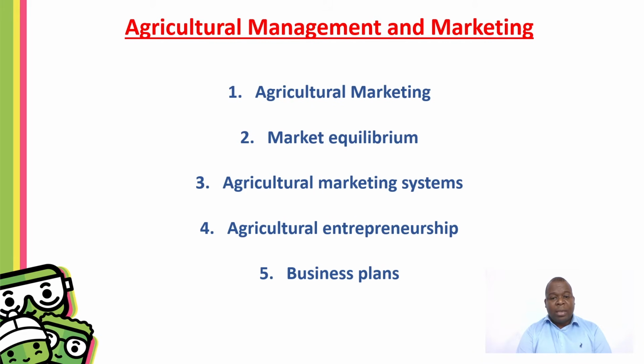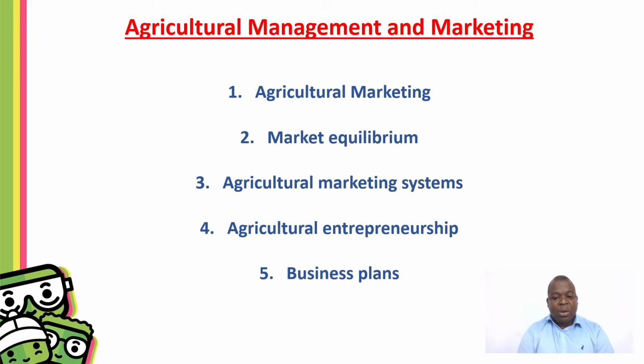And then the third topic under agricultural management and marketing is the marketing systems. You are supposed to know the different marketing systems, for example, cooperative marketing systems. What is the benefit of each and what are the cons of each? That is, the disadvantage of each of those. Make sure that you go and read all these sections and become comfortable with them, because they will definitely be asked in the exam.